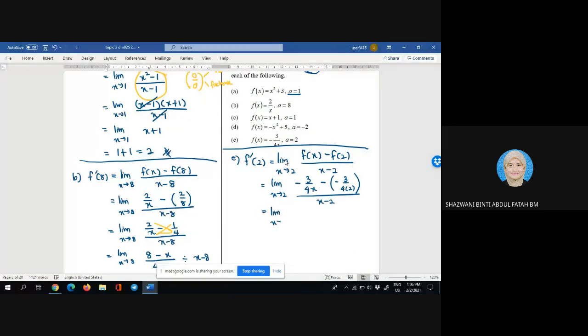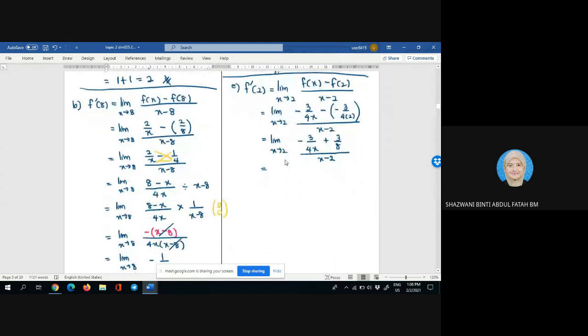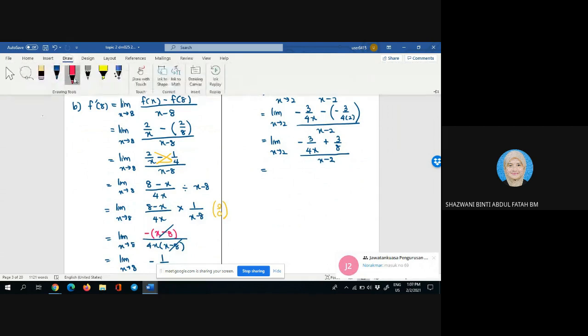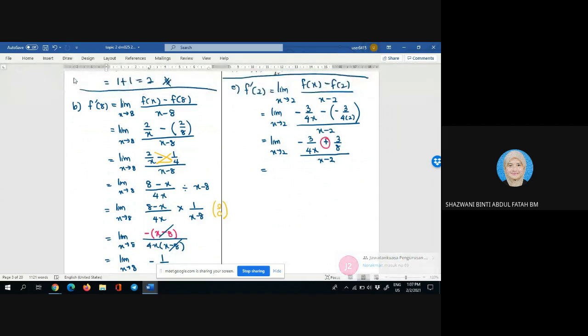So this one, limit x approaches to 2, negative 3 over 4x. You just press the calculator, okay? Negative 3 over 8, negative becomes positive, 3 over 8, over x minus 2. Now this one is an addition, so we cannot do anything as long as the denominators are not the same. So that means you have to do cross multiplication.